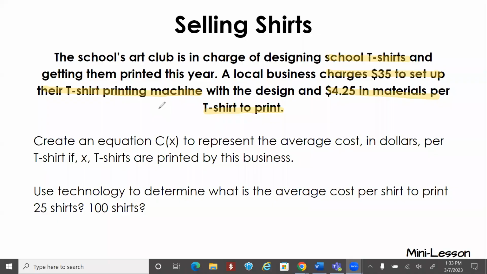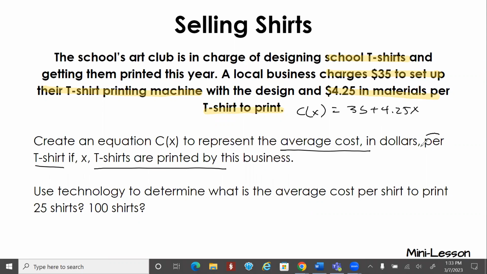Okay, we're going to create an equation to represent the average cost per t-shirt if the t-shirts are printed by this business. If we did not print any shirts, we just set up the machine, how much would that cost us? $35. So we get C of x equals 35 plus, for every t-shirt, it's going to cost us $4.25 to make them, right? And they want us to figure out per t-shirt, so we're going to divide by x.